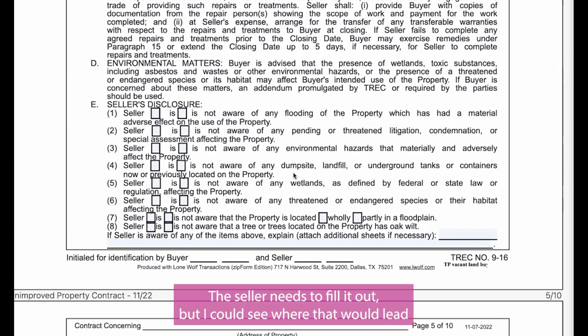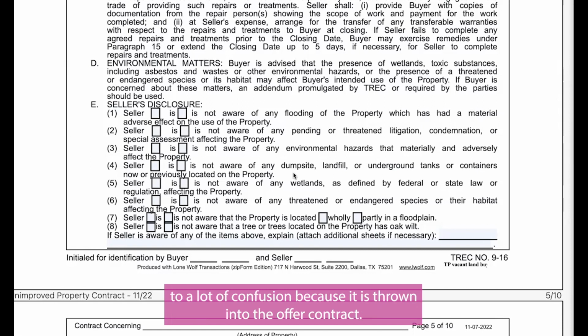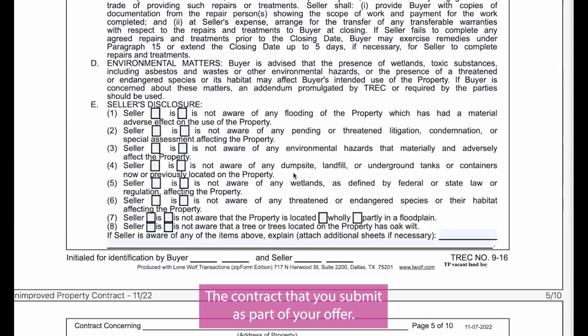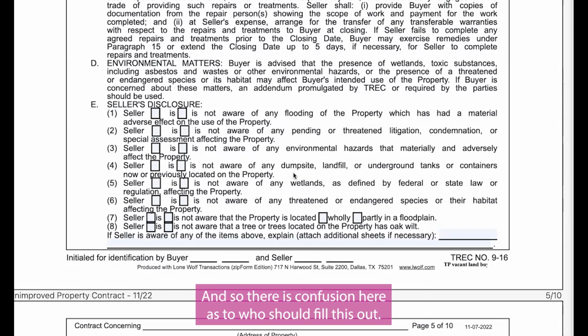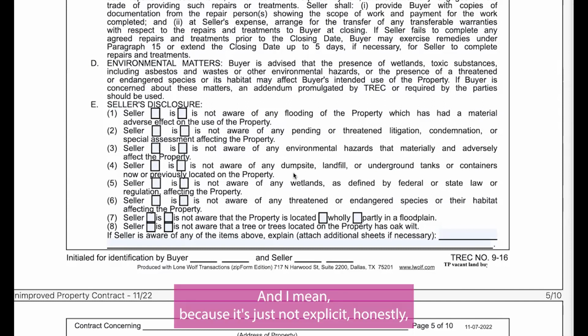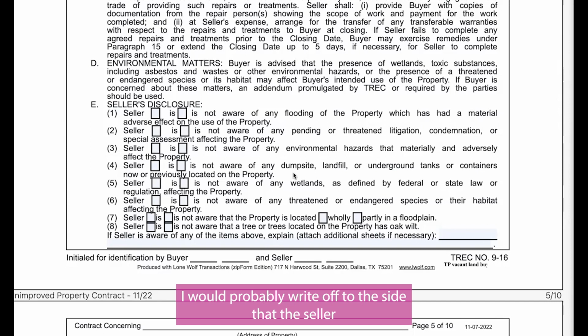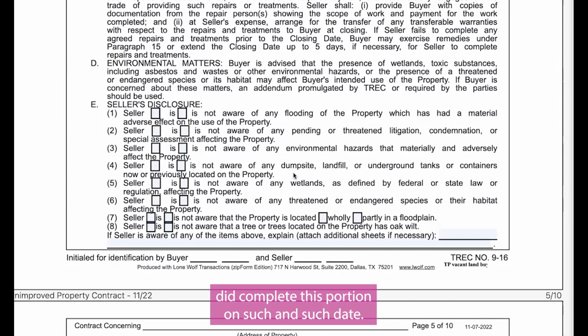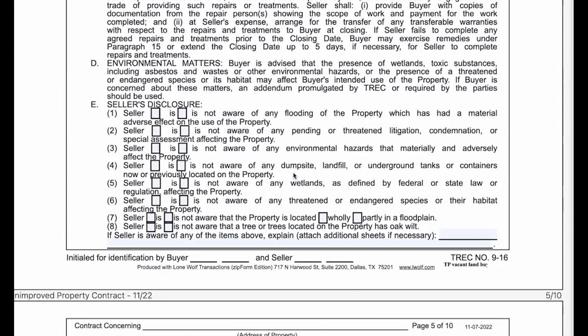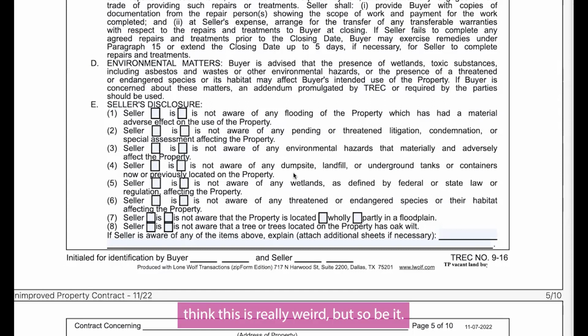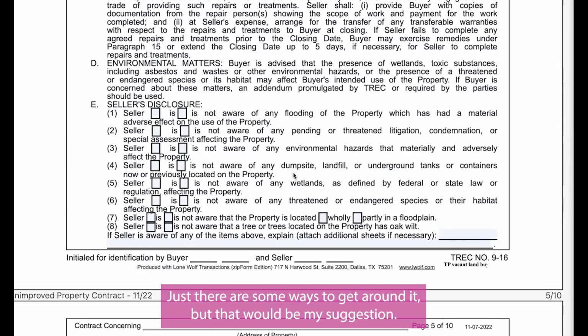The seller needs to fill it out, but I could see where that would lead to a lot of confusion because it is thrown into the offer contract, the contract that you submit as part of your offer. And so there is confusion here as to who should fill this out. And because it's just not explicit, honestly, I would probably write off to the side that the seller did complete this portion on such and such date. I just think this is really weird, but so be it. It is what it is. There are some ways to get around it, but that would be my suggestion.